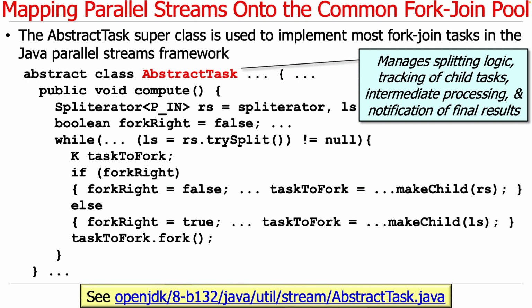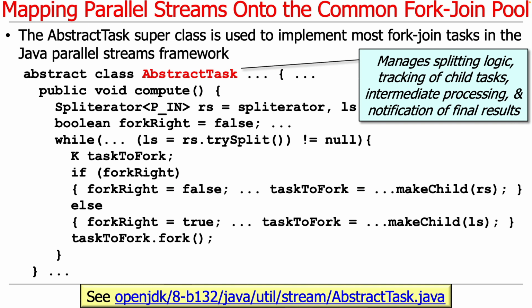So the AbstractTask superclass is used to implement most fork join tasks in the Java parallel streams framework. It's a superclass, which means it's customized for different kinds of entities. It's customized particularly for different kinds of terminal operations. There are some for the so-called reduce operations, which, as you recall, are run-to-completion operations like reduce and collect. There's also other things in there for the find operations, which are short-circuiting terminal operations. There are also things in there for the match operations, which are also short-circuiting. So there's a bunch of different kinds of subclasses of AbstractTask.